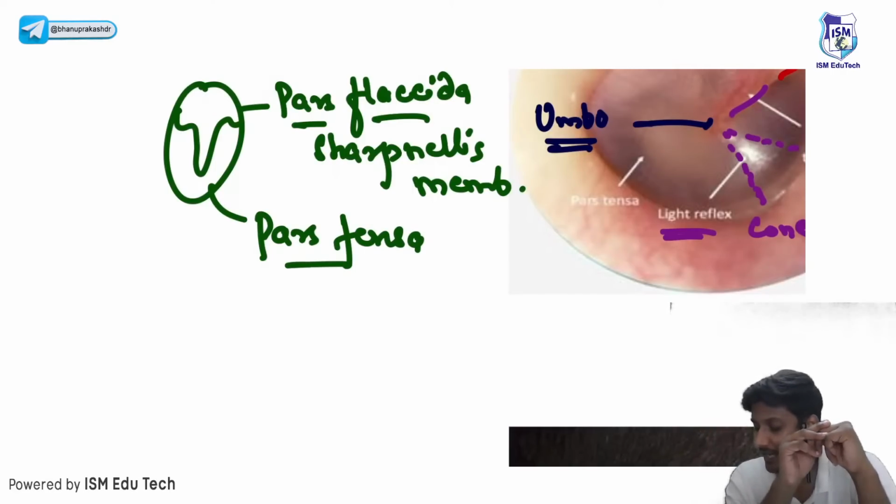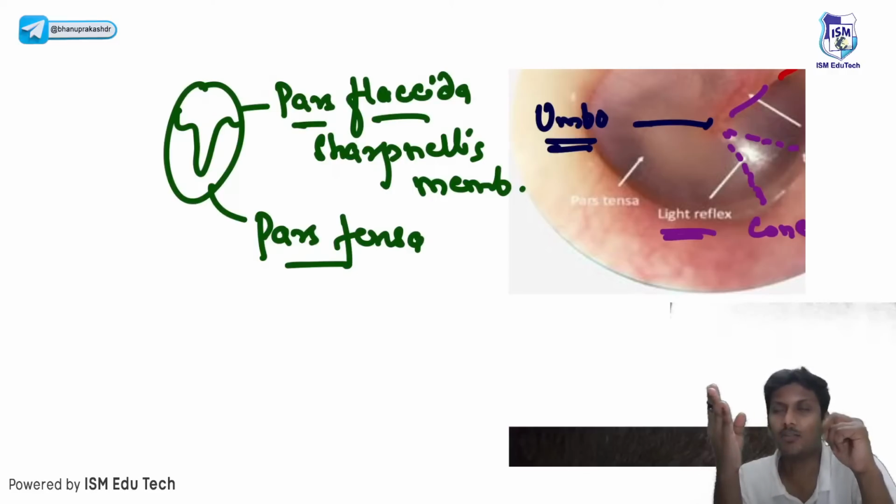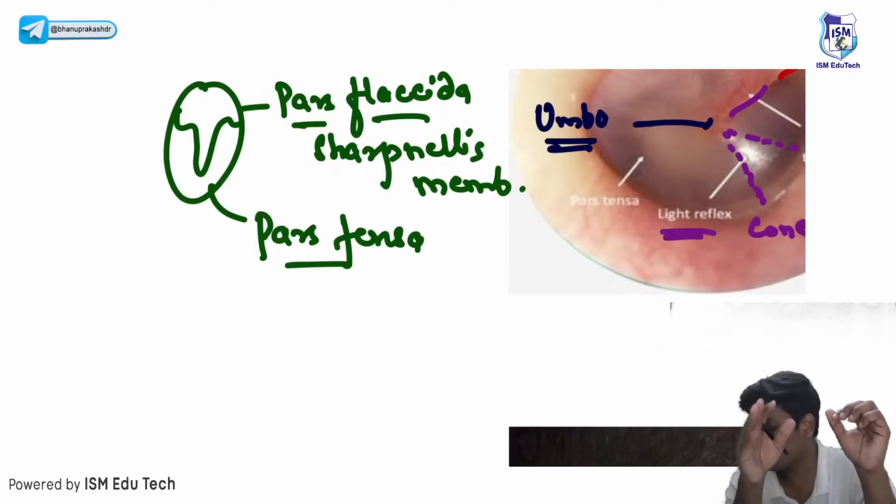So pars flaccida usually only has two layers. There is an inner mucosal layer and outer skin layer. But pars tensa has three layers. It has inner mucosal layer, outer skin layer, and middle fibrous layer as well.